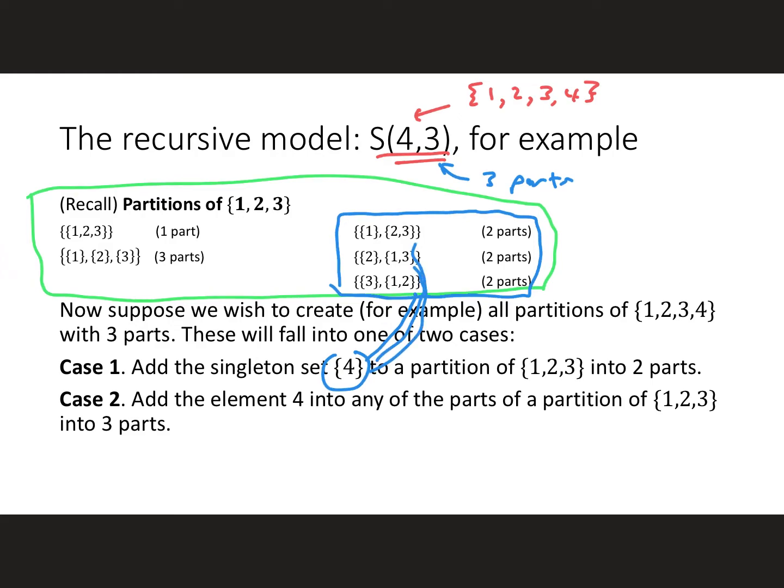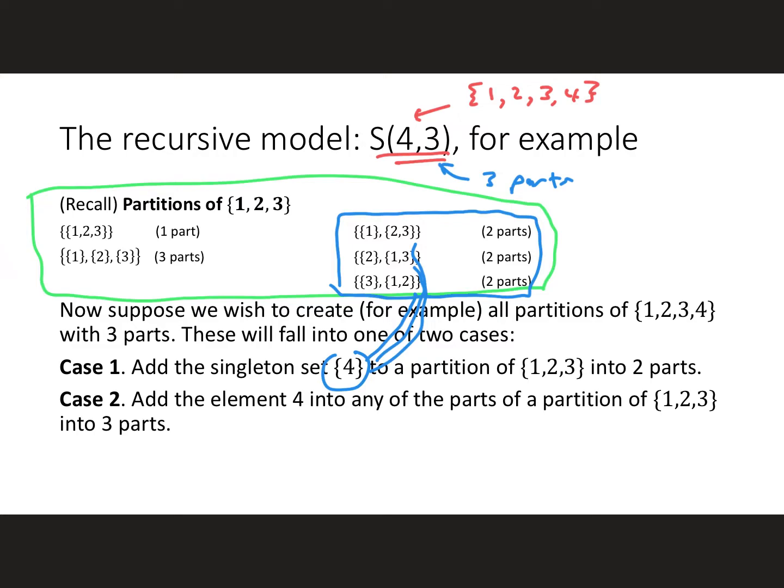So that's a really easy way to create a partition with 4 parts where I am using all the numbers 1, 2, 3, 4. I'm going to take each of these partitions that I have with 2 parts, and I'm going to add this singleton set 4 as a new third part. And so that will give me a bunch of partitions of 1, 2, 3, 4 that have 3 parts. All of those, the thing they all have in common is that they all use the singleton set 4. Now I need to count partitions of 1, 2, 3, 4 that don't use the singleton set 4.